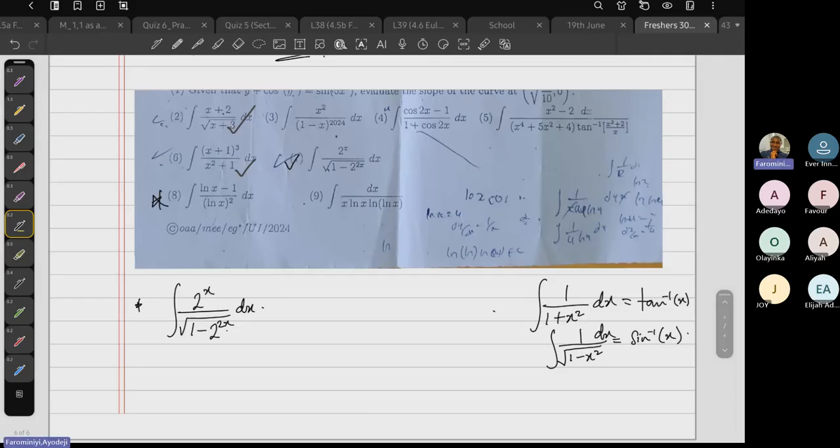what will you do? We factor out 2 raised power x. So you cannot factor out 2 raised power x because it is not a constant. You can only factor something that does not contain x. So any other idea? Yinka, what do you think?